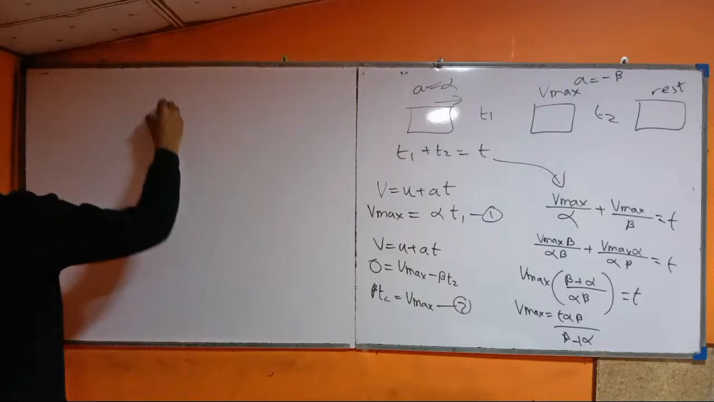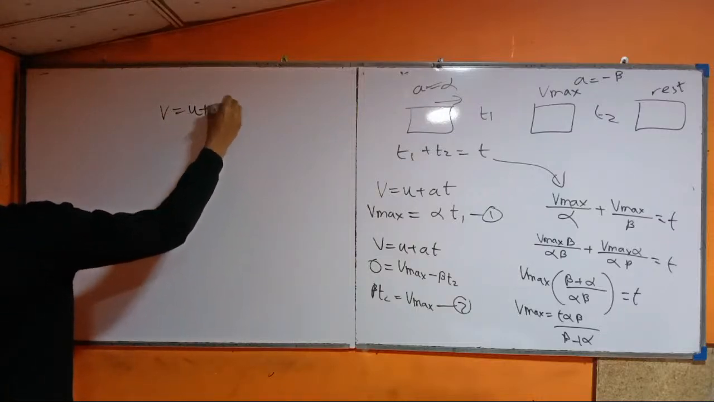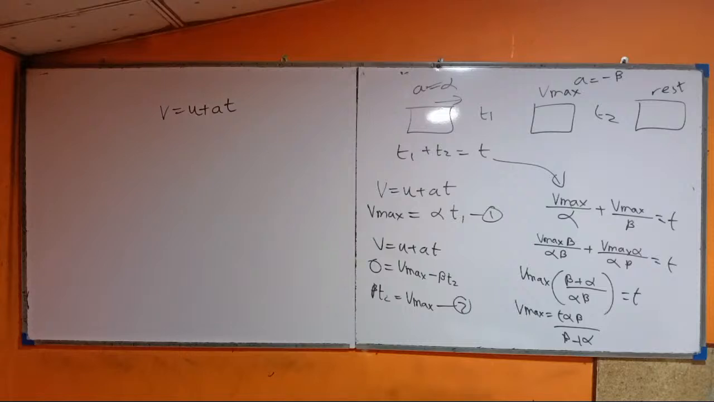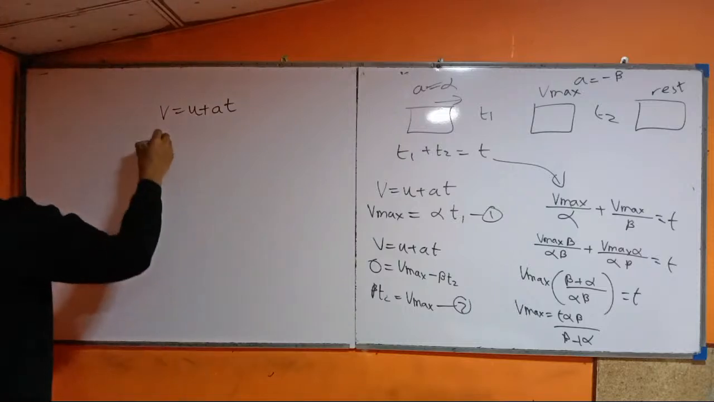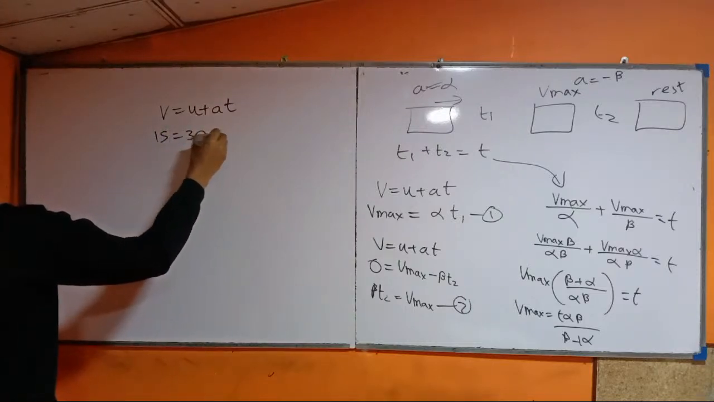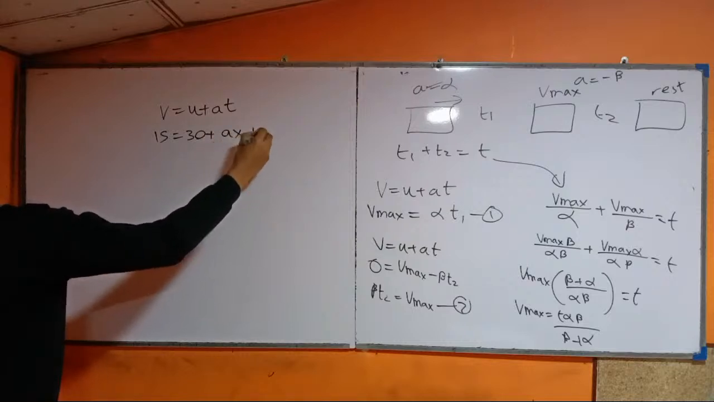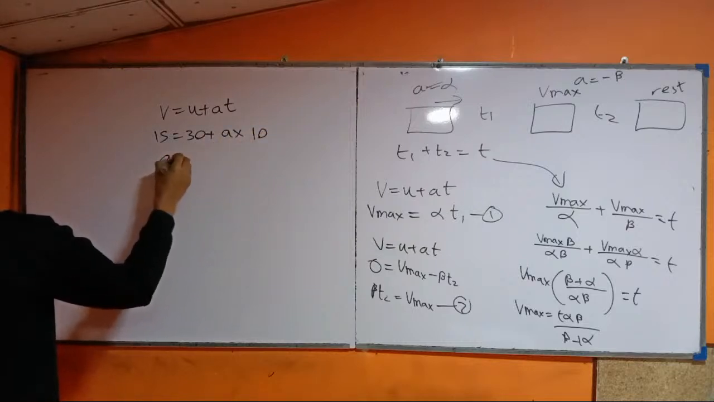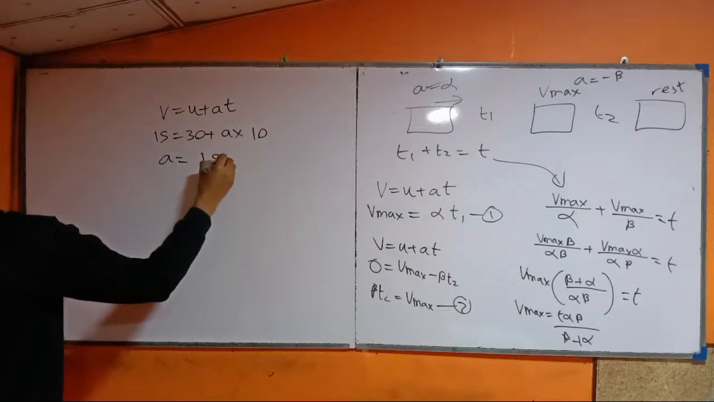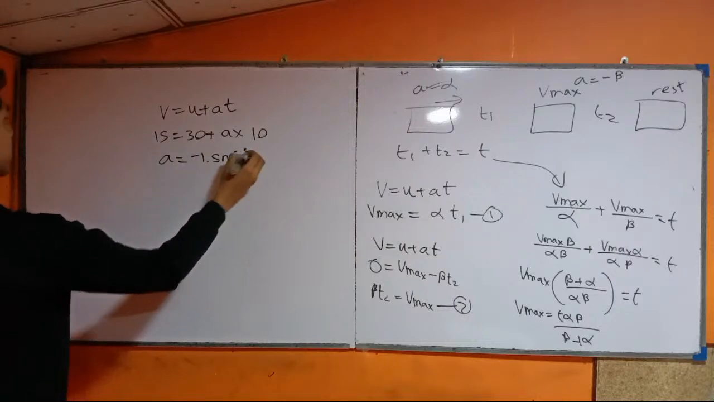v equals u plus at. What is the final velocity? 15. Initial velocity 30, plus a into time 10. So a is equal to minus 1.5 meters per second squared.